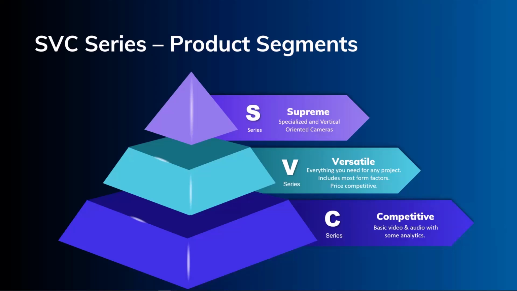Well, let me first show you the different categories of our cameras that we have, and later I'll show you a very easy way of how to find the AI capabilities of our AI-powered cameras. So VivoTech's cameras are divided into three product segments. We have our Supreme series, our Versatile series, and our Competitive series.